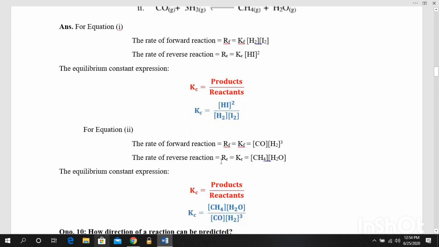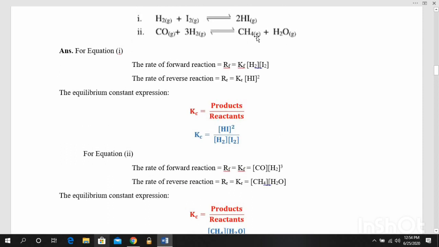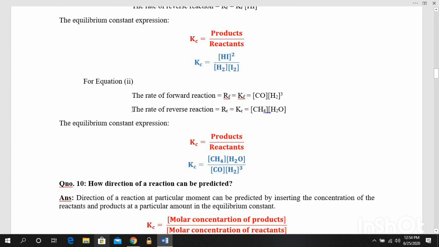Next is the rate of reverse reaction. Rr is equal to Kr times the concentration of methane and the concentration of water. Just 1 mole of methane and 1 mole of water are being produced. So if we write the equilibrium constant expression, it is exactly the same as we wrote for the previous equation. Kc is equal to products by reactants, and Kc will be equal to the concentration of methane and water divided by the concentration of carbon monoxide and hydrogen to the power 3. 3 is the number of moles of hydrogen.